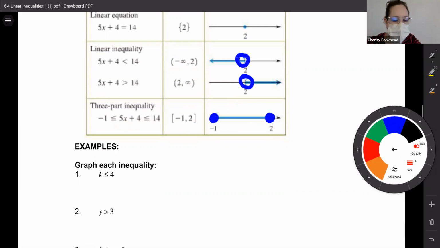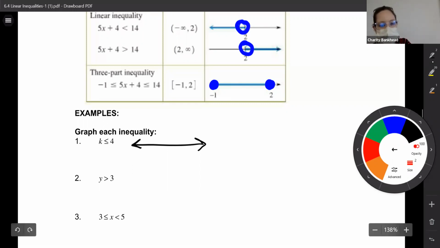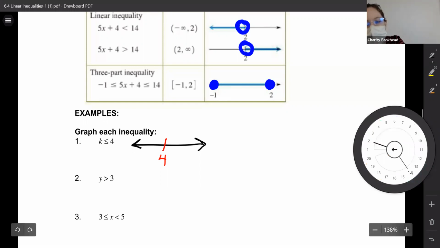Okay, so k is less than or equal to 4. So when I do my number line, you don't have to label all the numbers, I just put whatever number, just slap it on there. And then it's less than or equal to. Because it's or equal to, I'm just going to put a solid dot there. Or you could put a bracket, but my issue with putting a bracket there is I haven't decided which way my bracket's facing yet. Then it's less than, so I'm going to shade it to the left. So I'm shading all of those values of the variable that are less than 4.